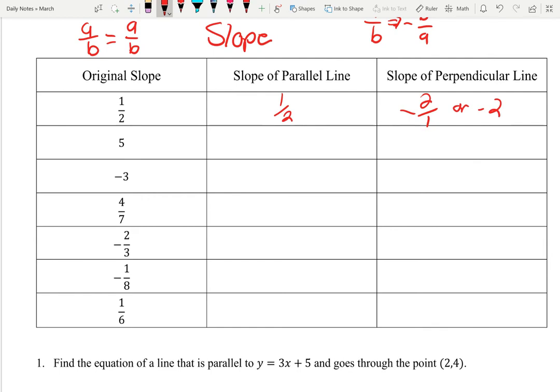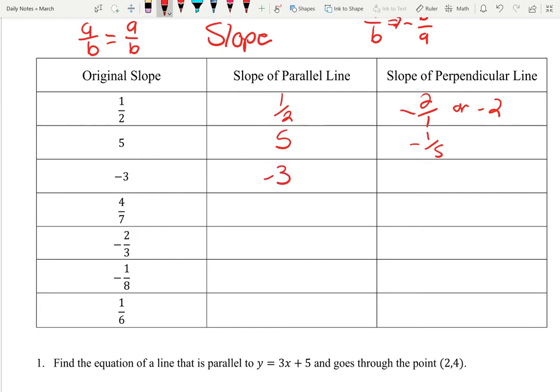So 5, if you have a parallel line to 5, its slope is also going to be 5. A perpendicular line will have the opposite reciprocal slope. So remember, 5 currently is like 5 over 1. So if you flip it around, then it becomes 1 over 5, and it changes to a negative as well. So its opposite reciprocal slope would be negative 1/5. Parallel for negative 3 would be, again, negative 3, same exact slope.